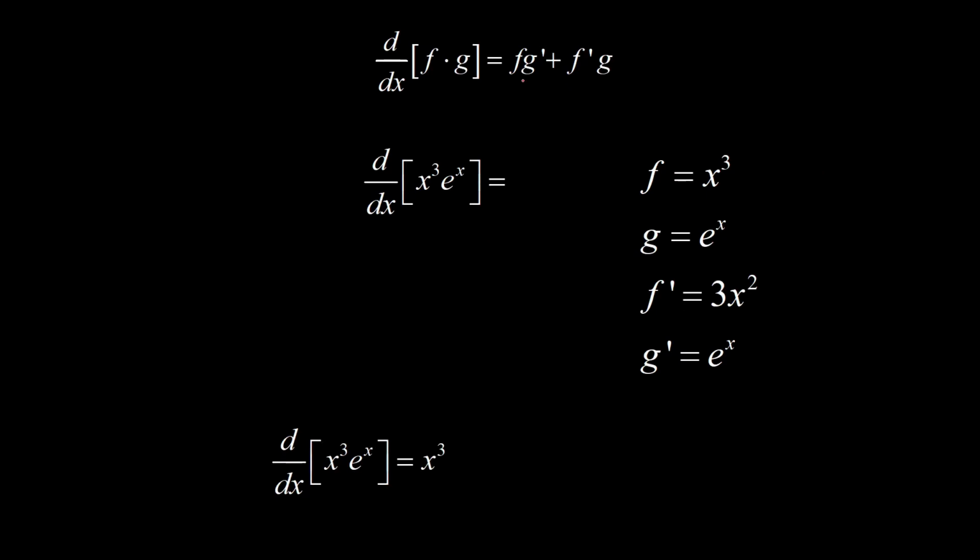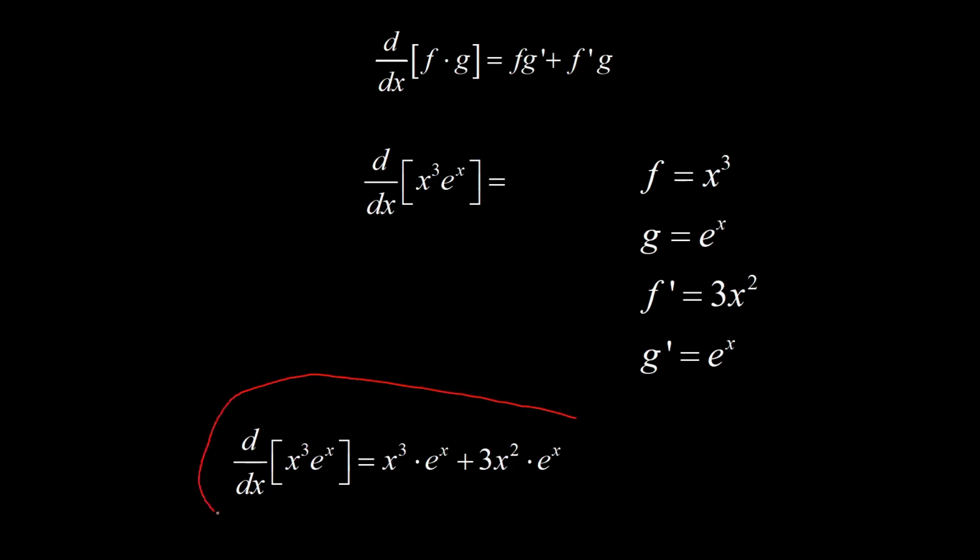So the first thing we have, regular old f. Well, that's x cubed. Now we write in g prime, the derivative of g. That's e to the x. So we'll write that in next. And then we have our plus f prime. F prime is 3x squared, so we'll write that in. And then that's multiplied by g, which is e to the x. And so here is plugging the information into the product rule.